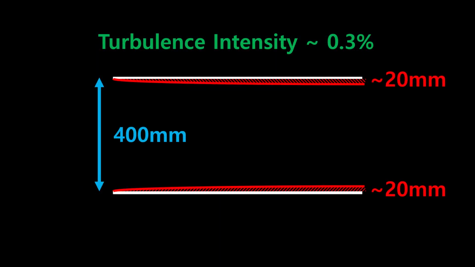So we got the velocity profile of the test section at a free stream velocity of 20 meters per second, which is what we will be using for our experiments, and the boundary layers are about 20 millimeters thick from both top and bottom surfaces, while the turbulence intensity measured to be around 0.3%. And if you don't really get what that means, it just means that for the scope of our experiments, the flow quality is pretty good.